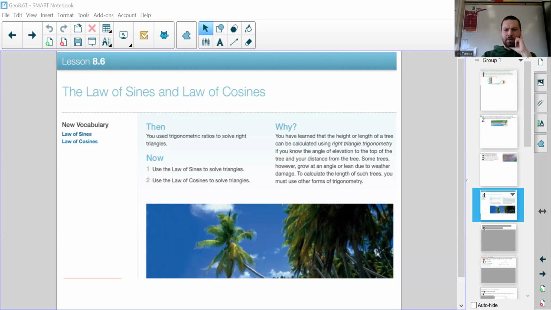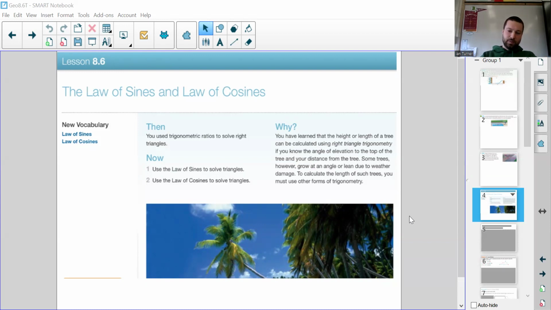So here we go. We have 8.6, which is the last new material before we have a review day. We might have two review days because I might want to review this stuff with you individually, but I haven't decided that yet. So we'll see. This is the law of sines and cosines. This is some crazy, cool, powerful stuff.